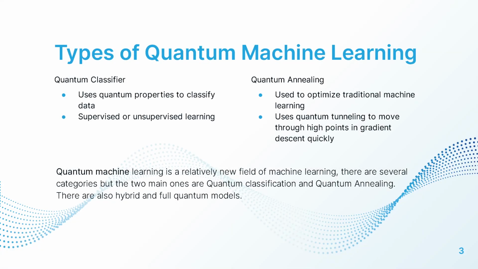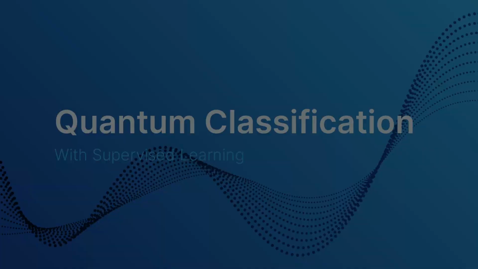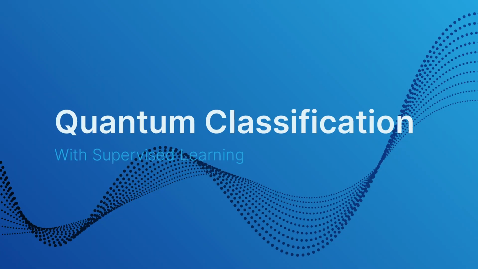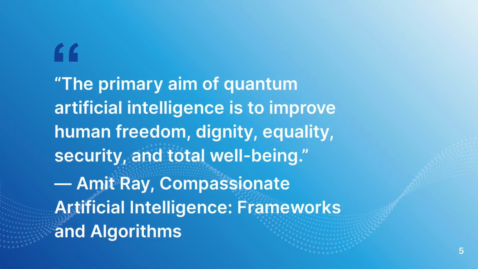There are a few types of quantum machine learning. There's quantum classifiers, which use quantum properties to classify data, and there's quantum annealers, which optimize traditional machine learning models using quantum techniques. There can also be a hybrid of the two types, or full quantum models. Today we'll be focusing mostly on quantum classification with supervised learning.